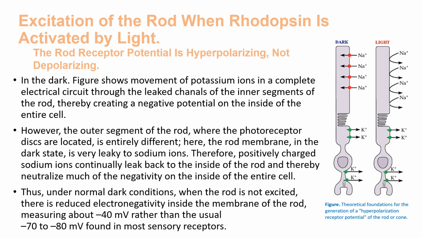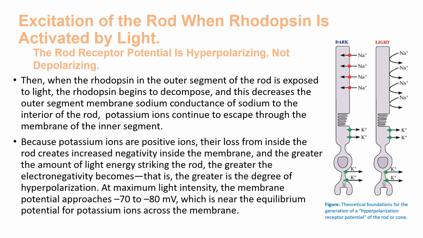However, the outer segment of the rod, where the photoreceptor discs are located, is entirely different. Here, the rod membrane, in the dark state, is very leaky to sodium ions. Therefore, positively charged sodium ions continually leak back to the inside of the rod and thereby neutralize much of the negativity on the inside of the entire cell. Thus, under normal dark conditions, when the rod is not excited, there is reduced electronegativity inside the membrane of the rod, measuring about -40 mV rather than the usual -70 to -80 mV found in most sensory receptors.